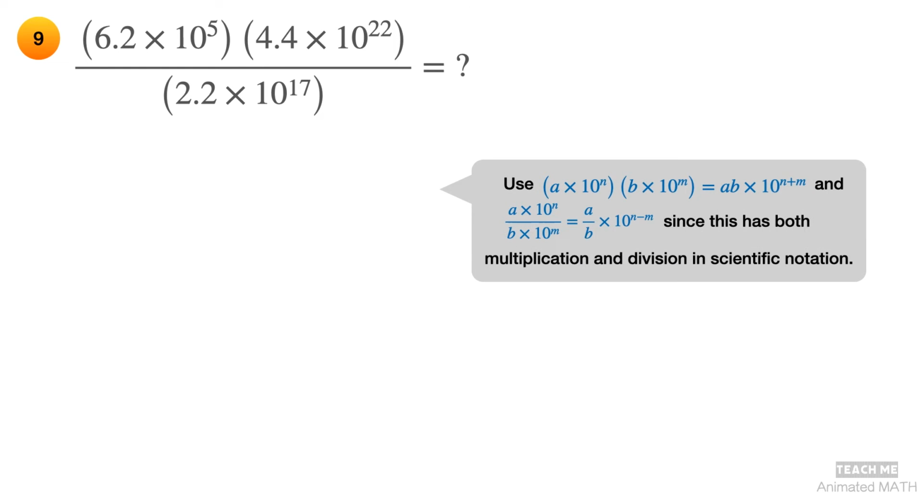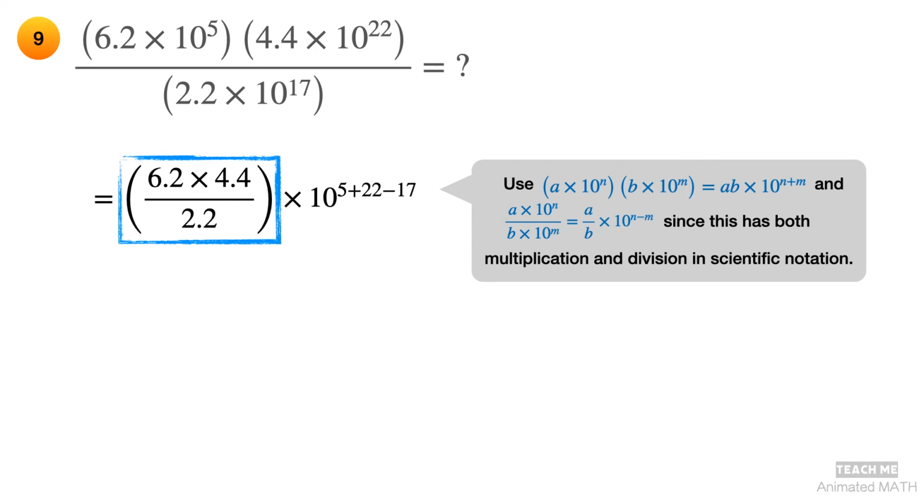Since you've tried both scientific notation multiplication and division already, let's push the boundaries of your application by doing something more challenging. In this problem, you need to apply both formulas of scientific notation multiplication and division. Multiply the coefficients from the numerator and divide it with the coefficient from the denominator. Add the exponents from the numerator and subtract the exponent from the denominator.